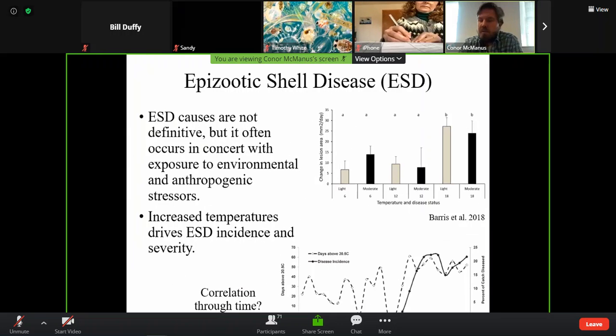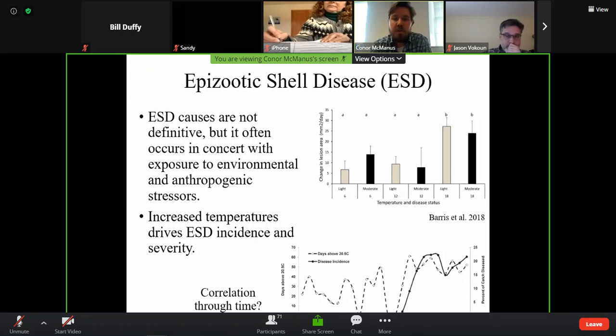And probably one of the largest challenges with shell disease is we don't actually know what causes it. We just know what correlates with its presence. We've seen a number of different anthropogenic and environmental correlates with shell disease. One of the principal ones being temperature, with lab experiments showing that an increasing coverage of the shell has been associated with warming waters, whether you're in a light coverage state or a moderate coverage state for shell disease.